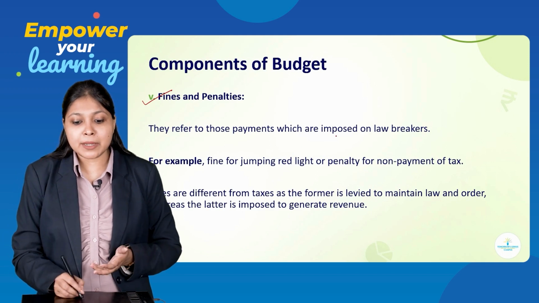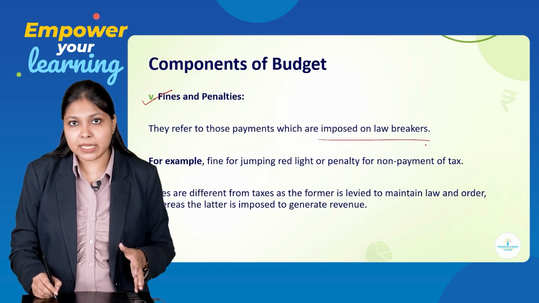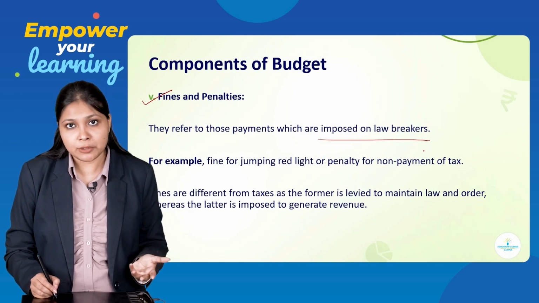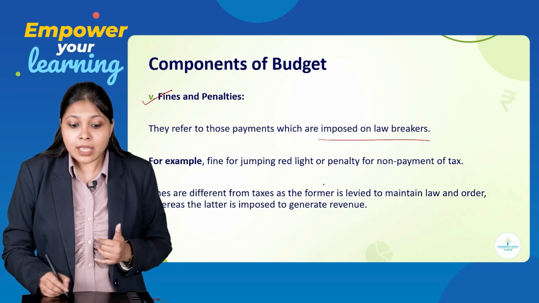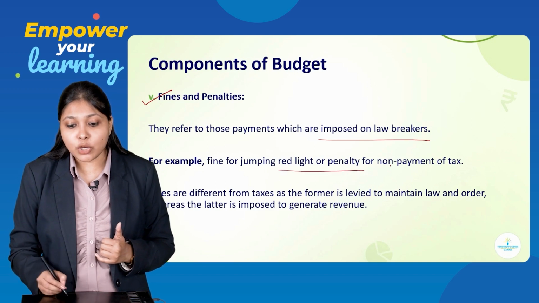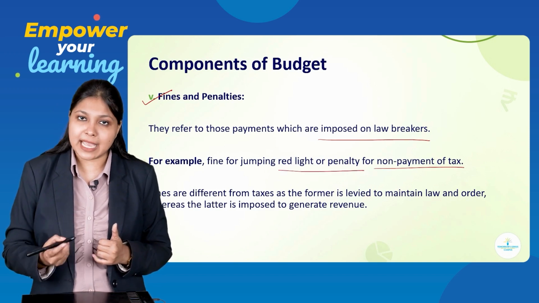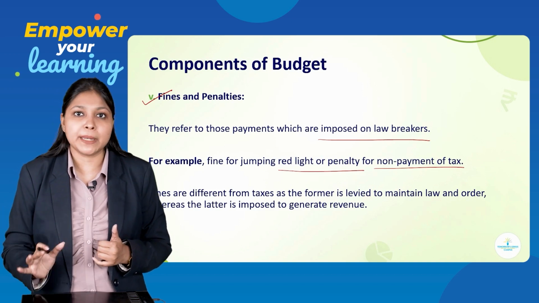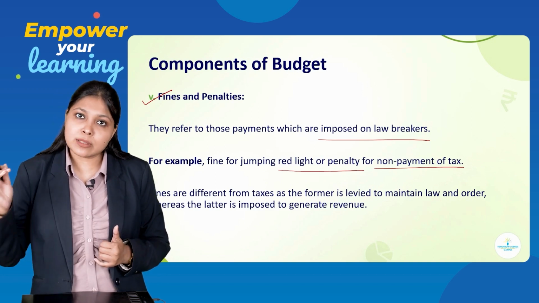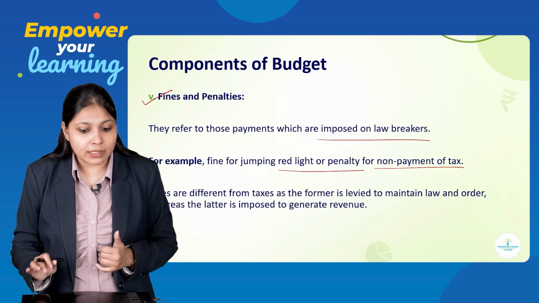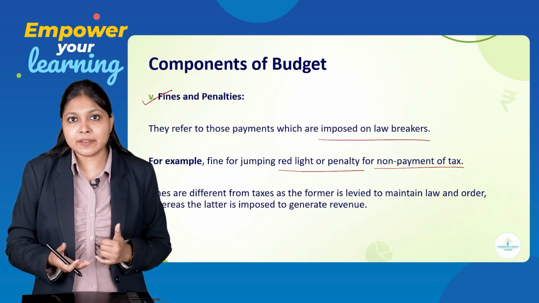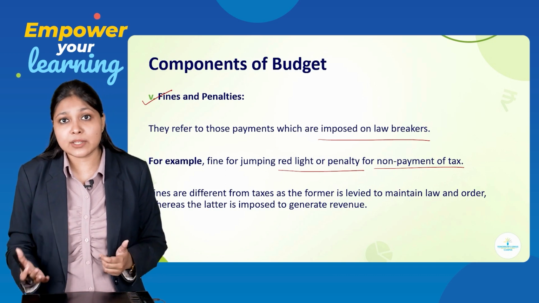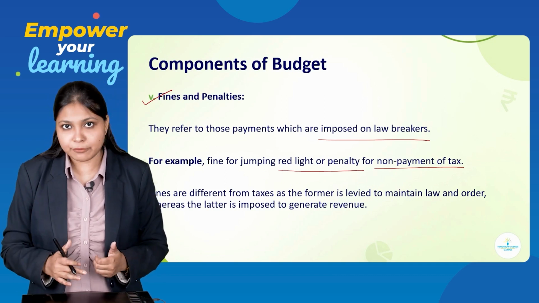So those payments which are imposed on lawbreakers, anyone who is violating or breaking the laws or the rules and regulations made by the government. Fine for jumping a red light or penalty for non-payment of tax. Anytime if you fail to pay tax, you have to pay a penalty on it. So that is also going to go in the pockets of government. Jumping a red light on a traffic signal, if you are breaking any traffic laws, traffic rules and regulations, again you have to pay a fine for it.